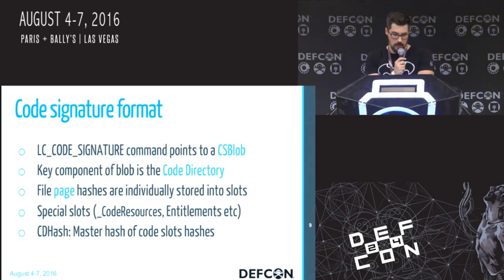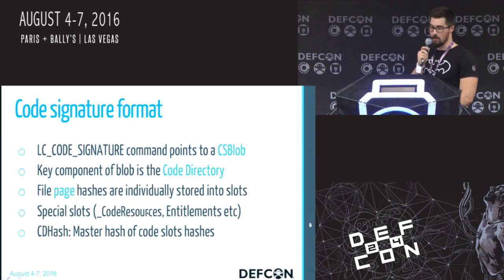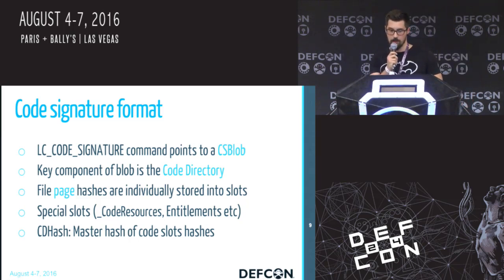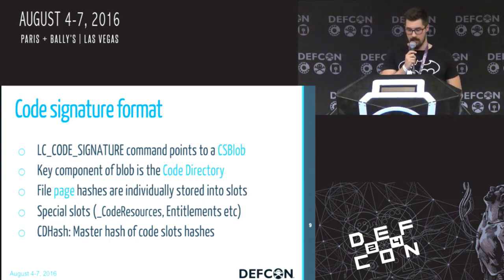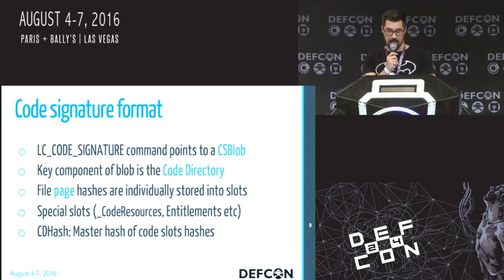A few words on what the code signature format looks like. In the Mach-O file there is a special load command called LC_CODE_SIGNATURE, which points to the code signature blob. The key component of the blob is the code directory, which contains version, flags, signer information, and so on. Page hashes are individually stored in slots, starting from index 0. There are special data slots for code resources and entitlements, and they have negative indexes.